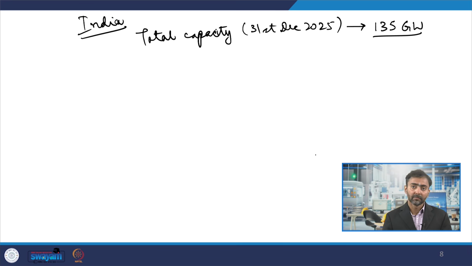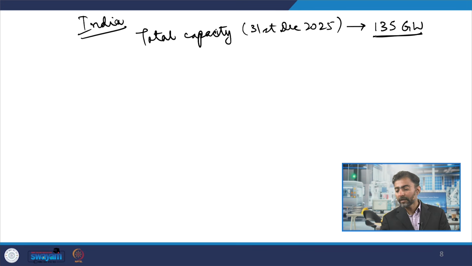very, very impressive, because we hardly started our solar PV installations from 2010 when the National Solar Mission started. And the initial few years were very lukewarm. From 2015, when the National Solar Mission targets were ramped up by the government in a big way, that is when the solar PV installations started happening in a major way. So within a decade or so, we have around 135 gigawatt of solar PV installed capacity in the country.